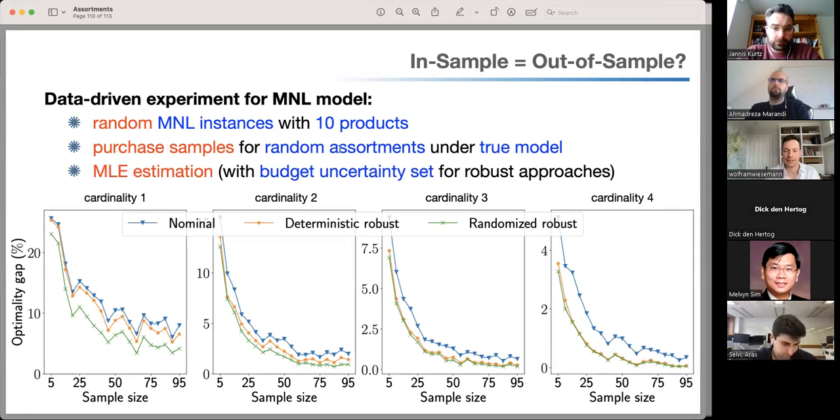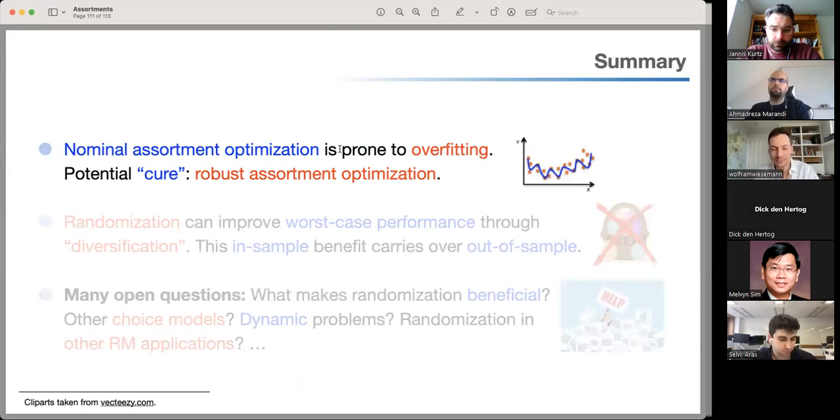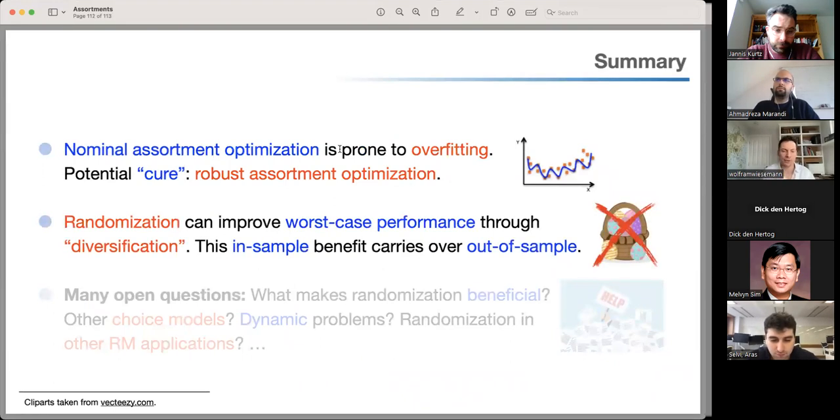Okay. This leads me to the end of my talk. So what we have seen here is an observation that has been made in the literature before, and that is that the nominal assortment optimization problem in a data-driven setting is prone to overfitting. And a potential cure here is robust assortment optimization problem. It turns out that in the context of assortment optimization, randomization can help us to further improve on not just the in-sample objective, but also on the out-of-sample objective.